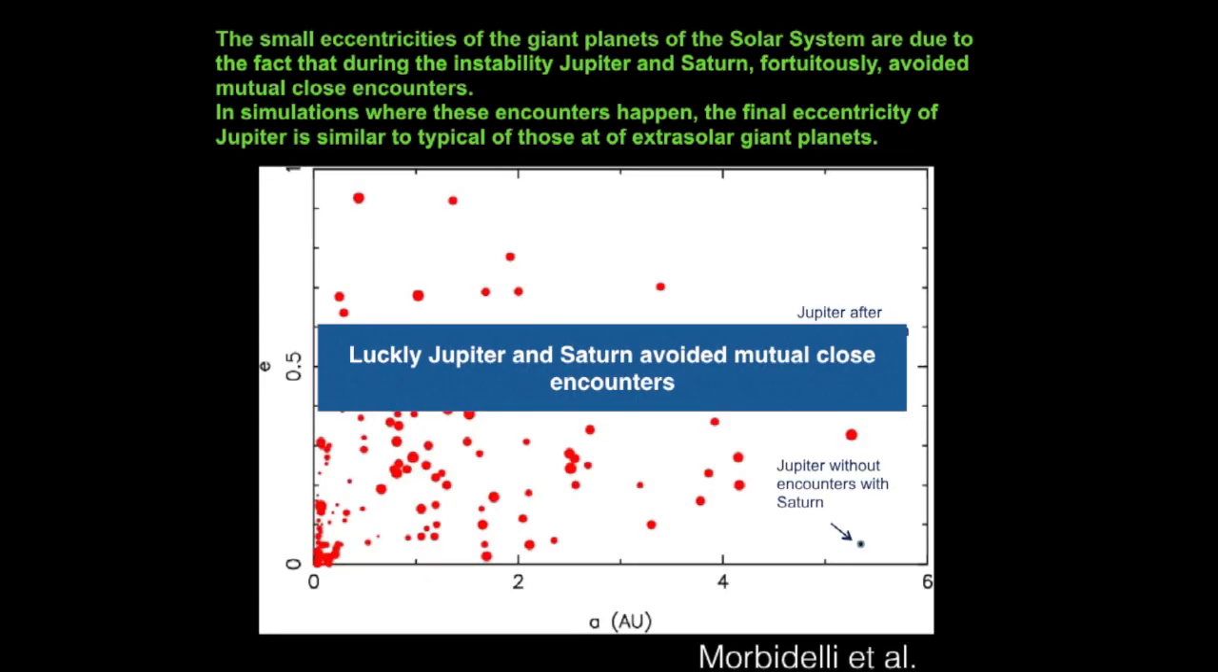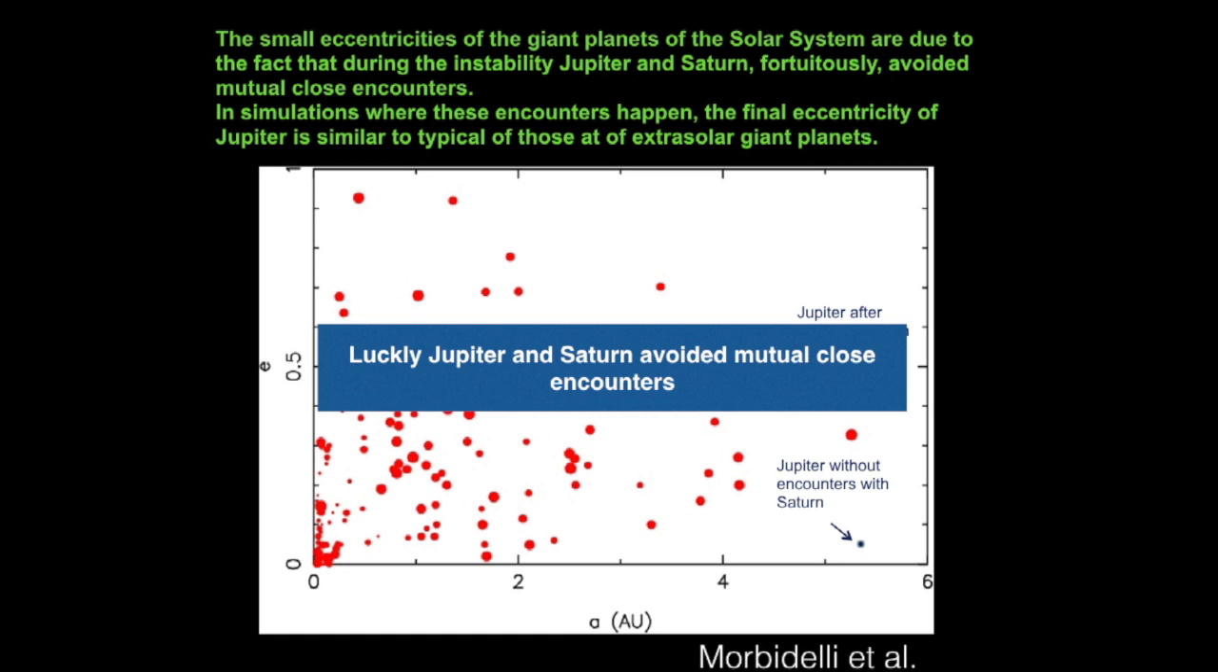And the reason is because we are lucky. So here's a plot showing the eccentricities of planets in different systems. And these 2 blue dots show what happened to the solar systems in terms of when Jupiter has a close encounter with Saturn and when Jupiter does not.